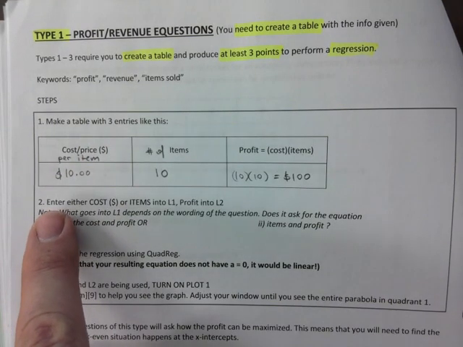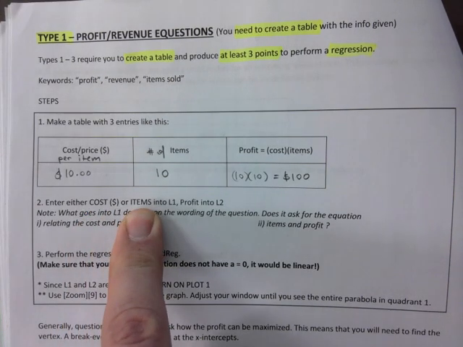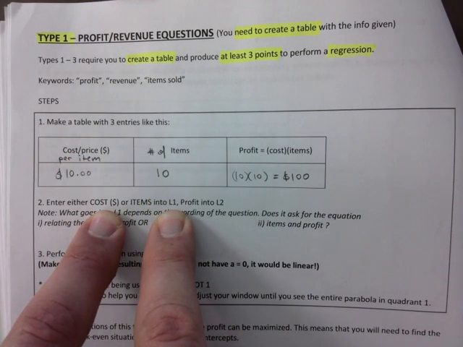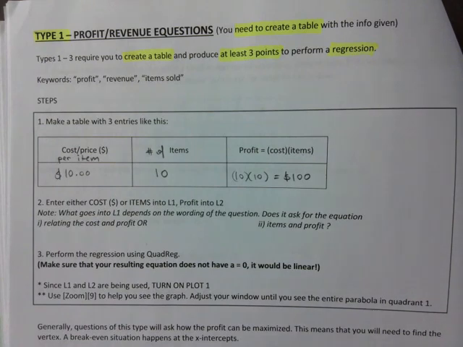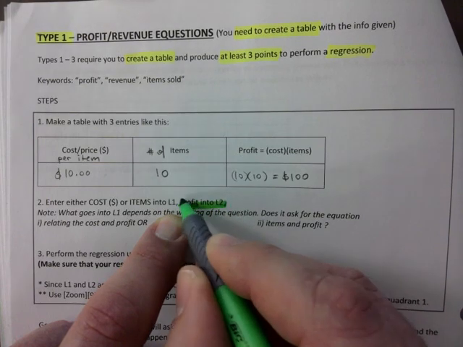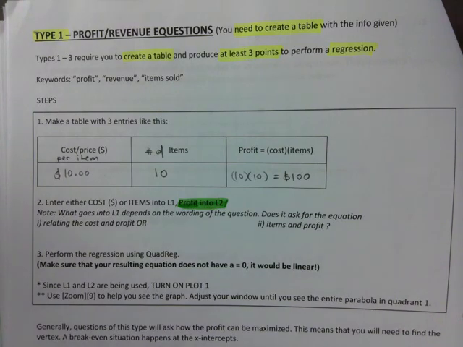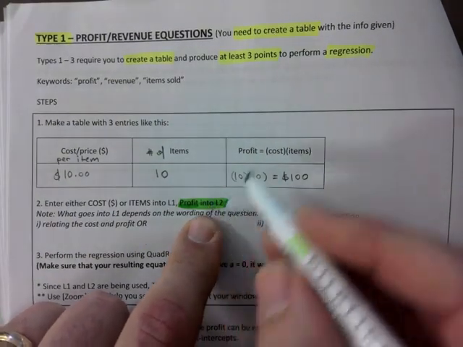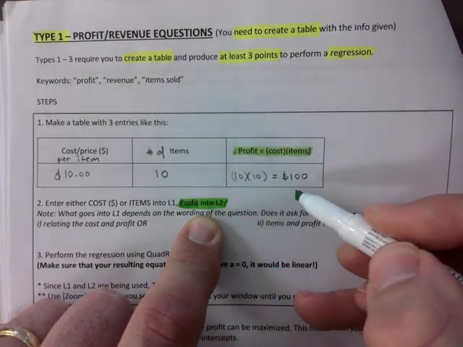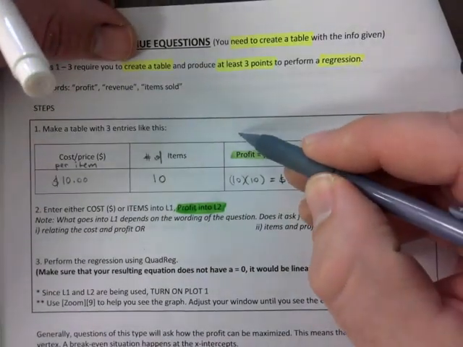Step number 2, enter either cost, right, or items. So one of these two, right, you can put into L1, but this is the kicker here. This is the most important one of all. Profit, right, profit goes into L2. My green highlighter is not the best. It's kind of making things worse. So I will just highlight this. This column right here is always L2. This is my Y variable.